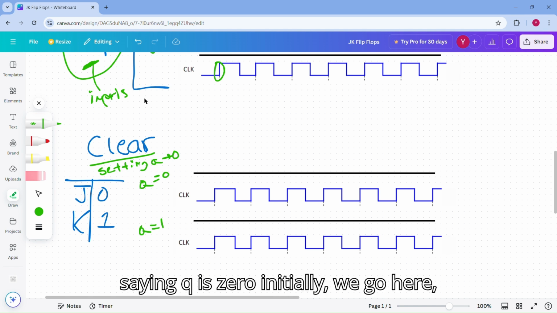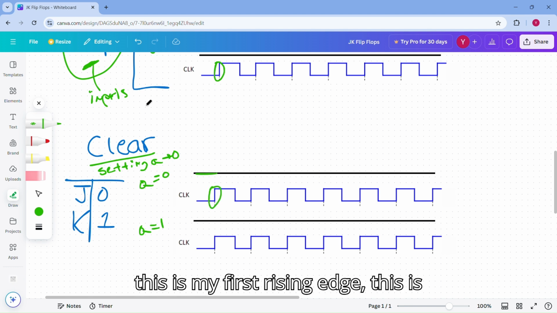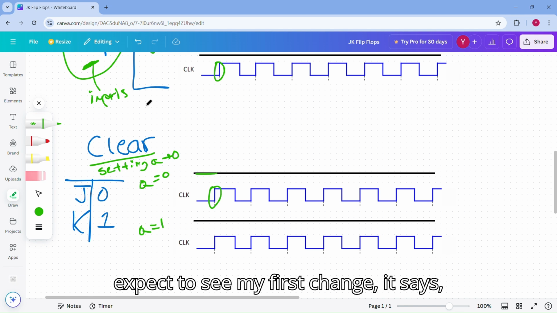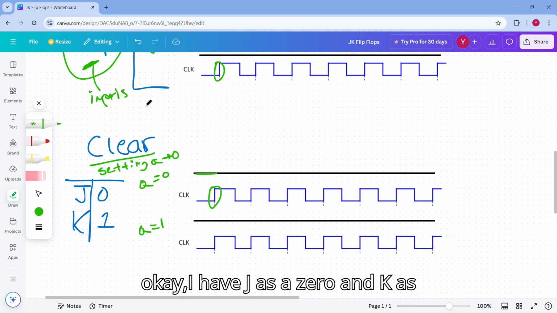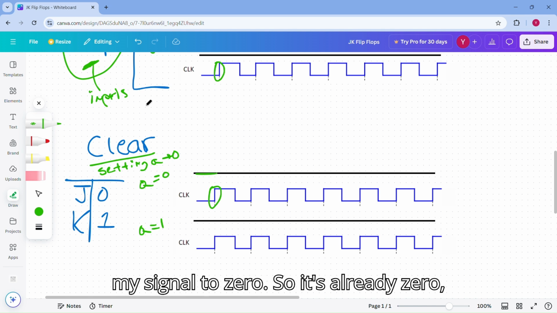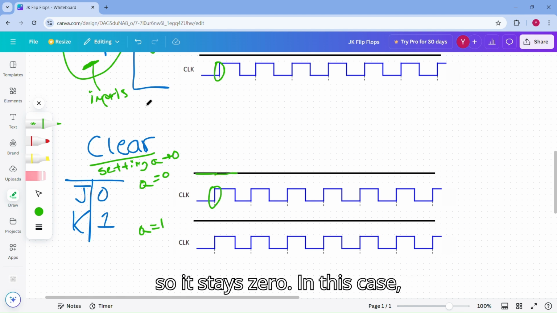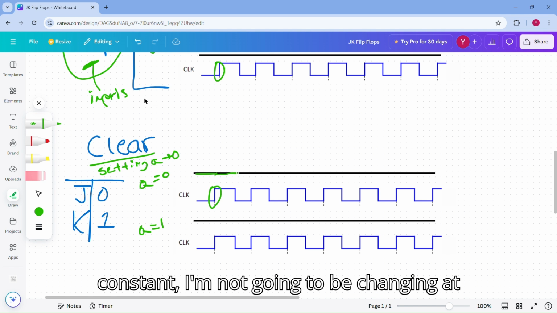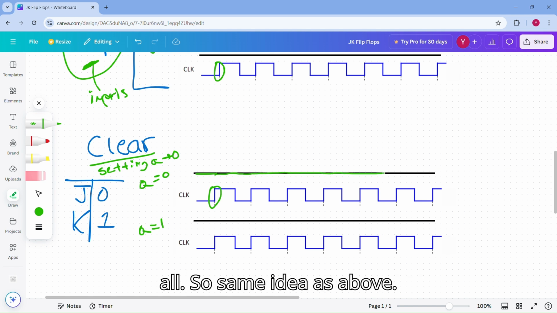So if I'm saying Q is 0 initially, we go here. This is my first rising edge. This is where I can see my first change or expect to see my first change. It says, okay, I have J as a 0 and K as a 1 for my inputs. I should be clearing my signal to 0. So it's already 0, so it stays 0. In this case, because my inputs once again are constant, I'm not going to be changing at all. So same idea as above.